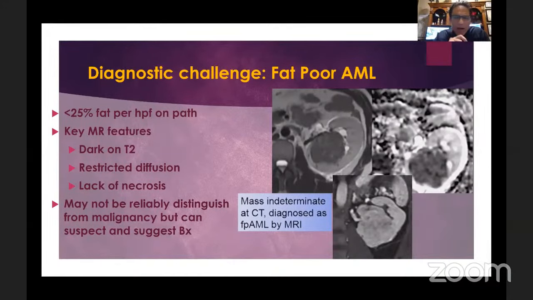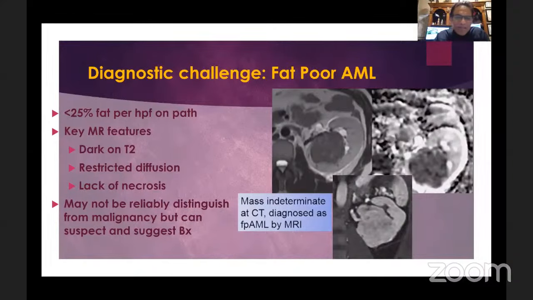The key MR features in these patients is they are dark on T2, unlike renal cell carcinomas, which are going to be high on T2. They do show restricted diffusion, which is a problem, but they do not show any necrosis.